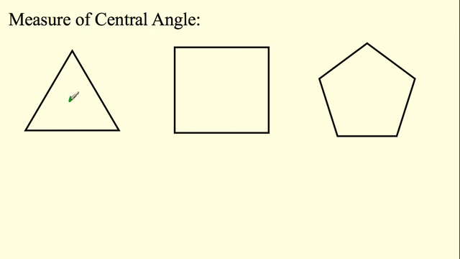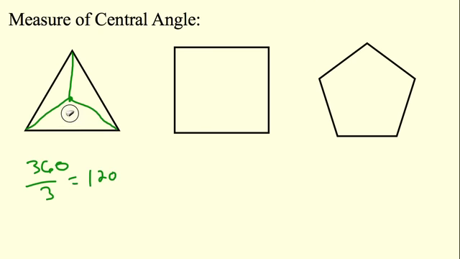Let's get an idea. Here's the center of a triangle. When I draw in it right here, what is the measure of this central angle here? Well, how many of them are there? There's three triangles in here. So take 360 divided by 3. What is x going to be? 120.